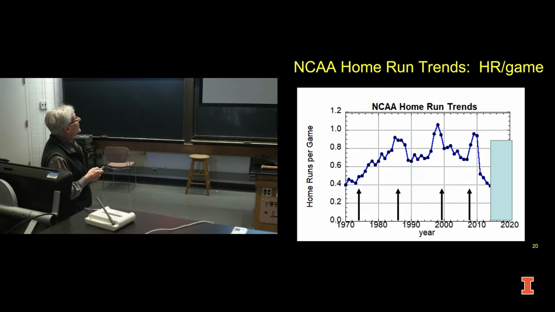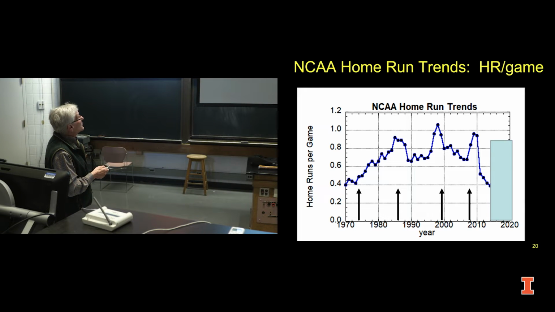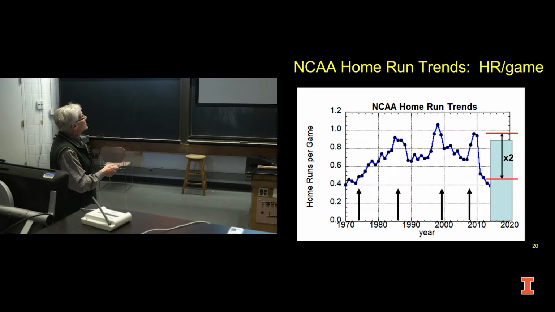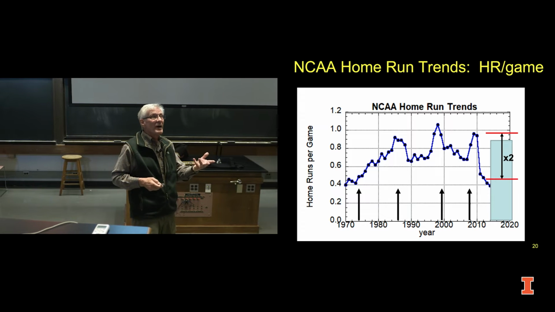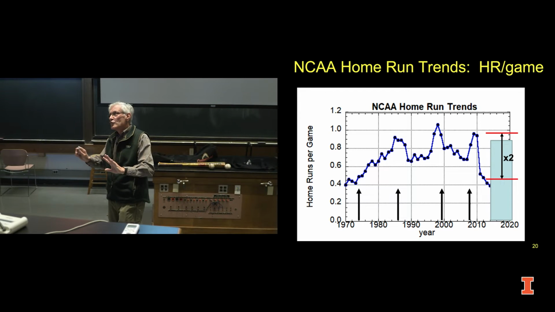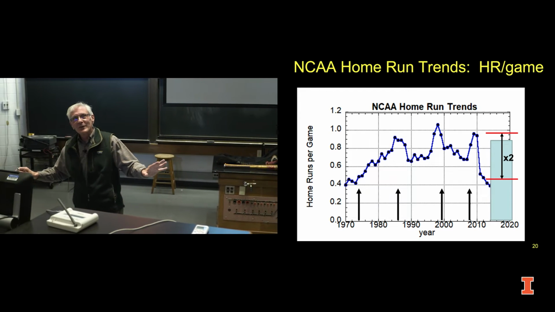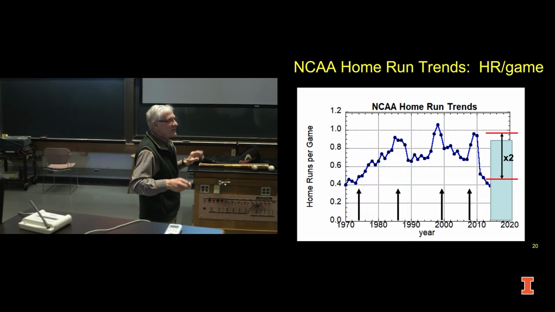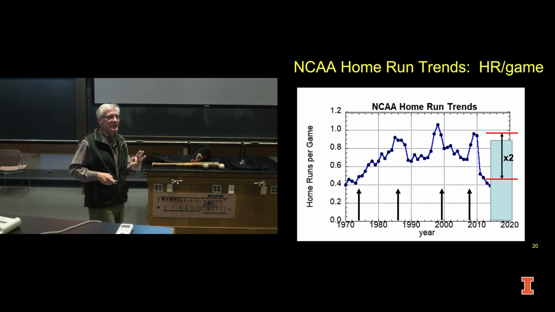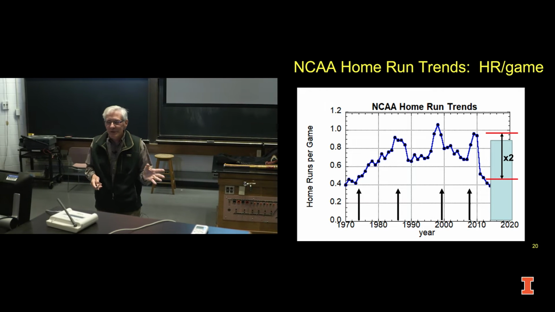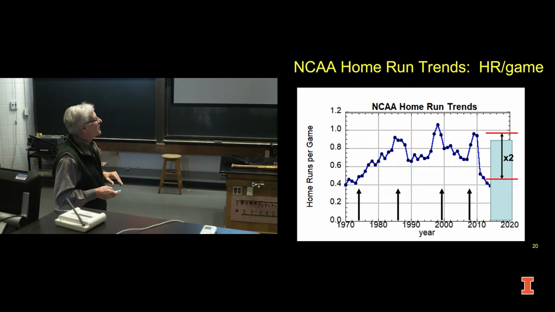And what's the result? Beginning in 2011, the home runs per game in Division I NCAA baseball dropped by about a factor of 2. Great. This is sort of what we predicted. Physics really does work. But not everyone was happy with this, okay? Some teams were, some colleges were, some weren't.